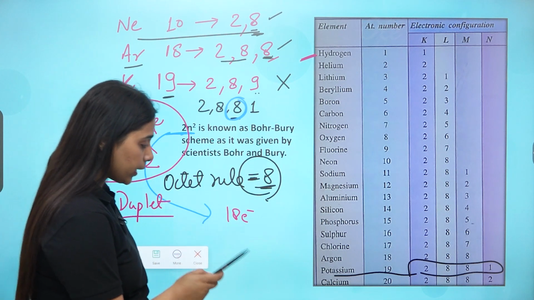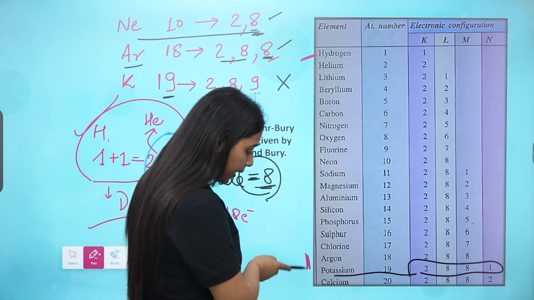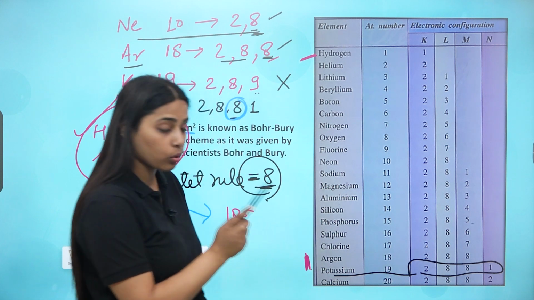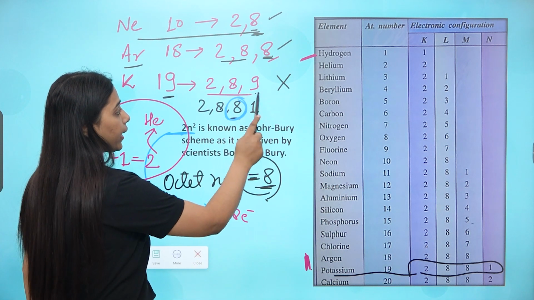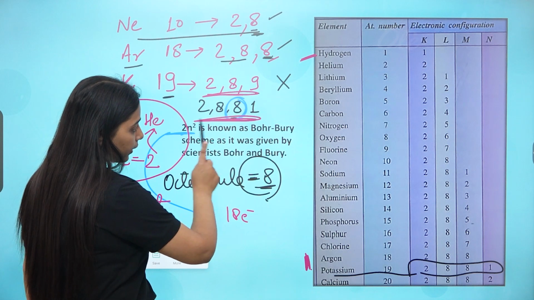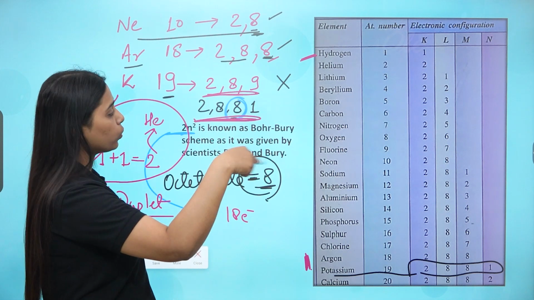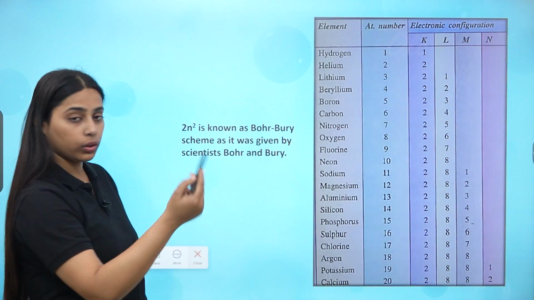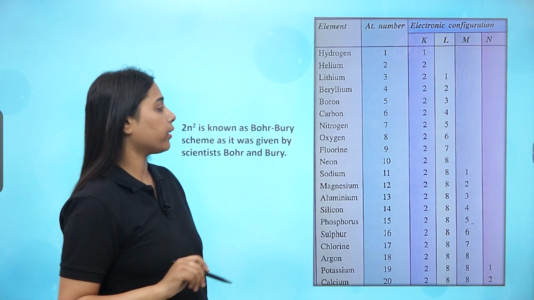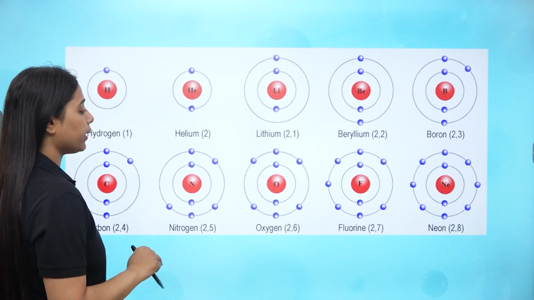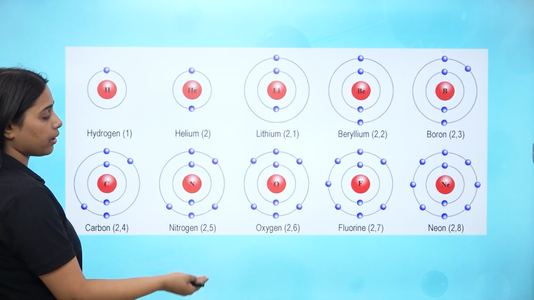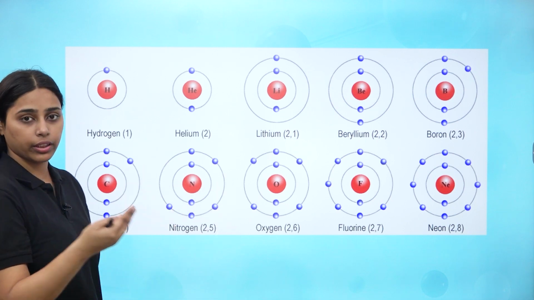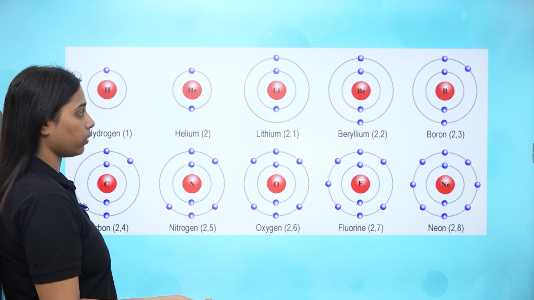So from here, clearly understand why potassium has no configuration like 2, 8, 9. It has been written in this manner, and then so on, 2, 8, 8, 2, 2, 8, 8, 3, in this manner you will write. So this is the representation for the first 10 elements, showing the atomic structure with proper electron filling.